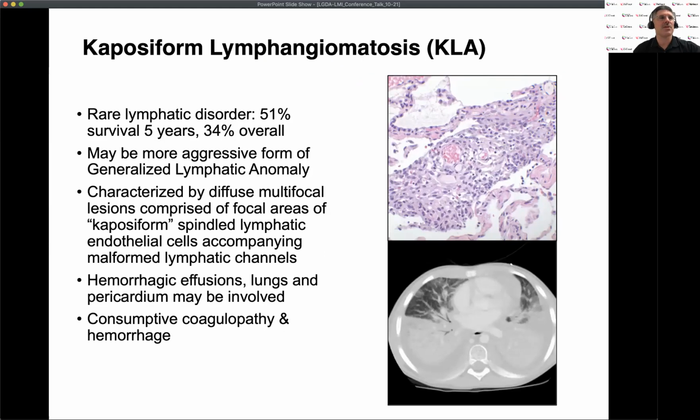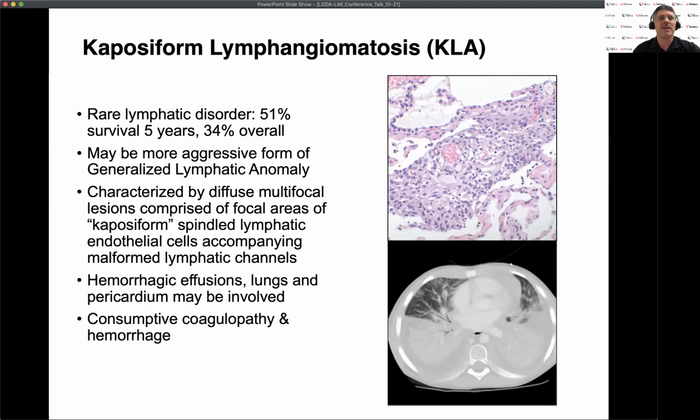Kaposiform Lymphangiomatosis, or KLA, is a rare lymphatic disorder, but patients have a poor prognosis, with only 51% survival at 5 years and 34% overall. Initially, when this disease was first described, it was thought that KLA may be a more aggressive form of generalized lymphatic anomaly. But more recently, the identification of different somatic mutations in these diseases suggests otherwise.